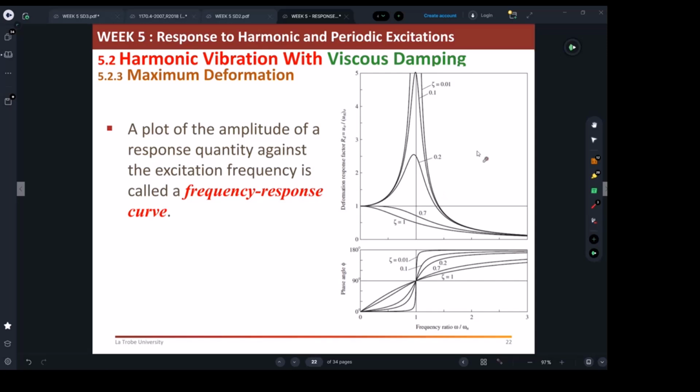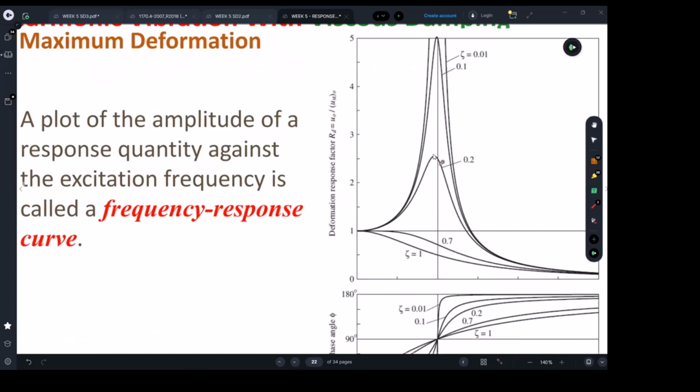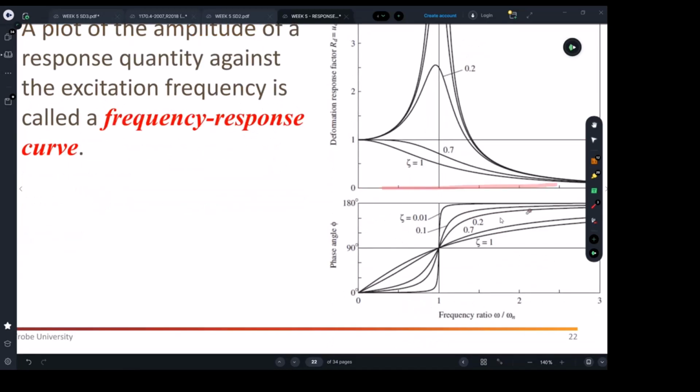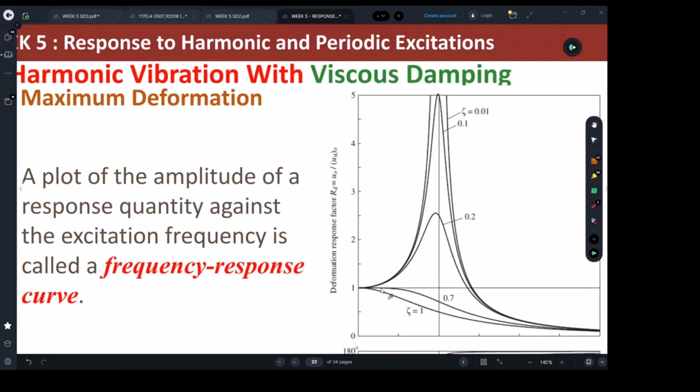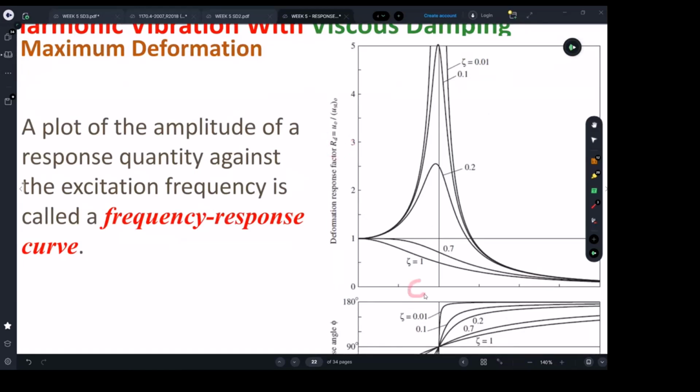Now, what does the frequency response curve plot? It plots the two relationships that I talked to you about. The vertical axis is the RD value, which is the ratio between dynamic over static. The horizontal axis is the frequency ratio, forcing frequency over the natural frequency. The results show you a relationship between RD and the frequency ratio for different damping values.